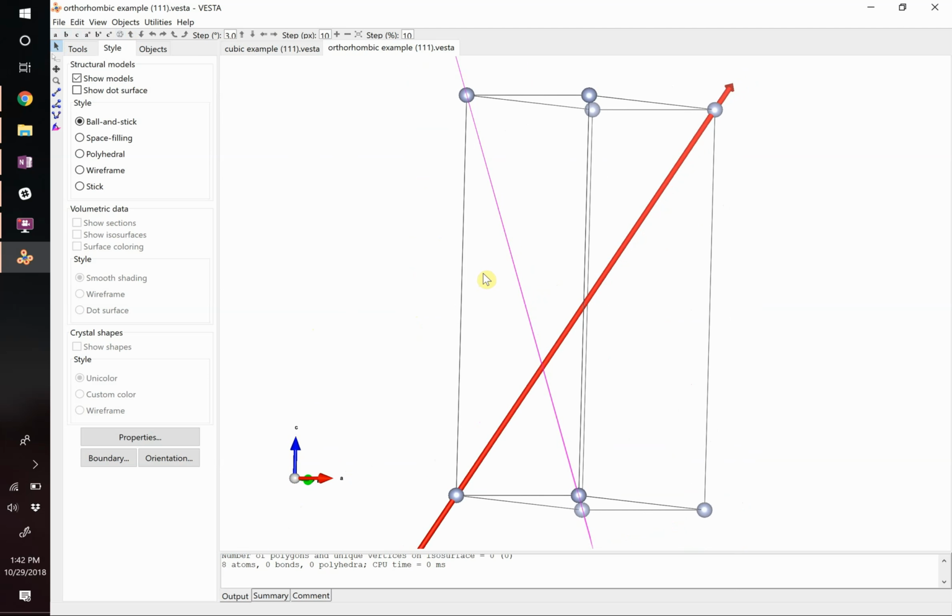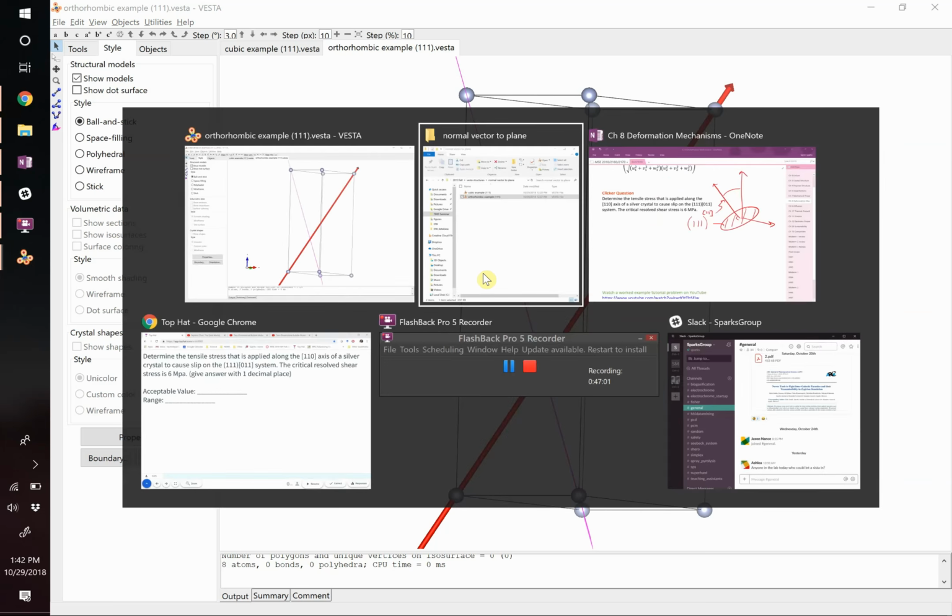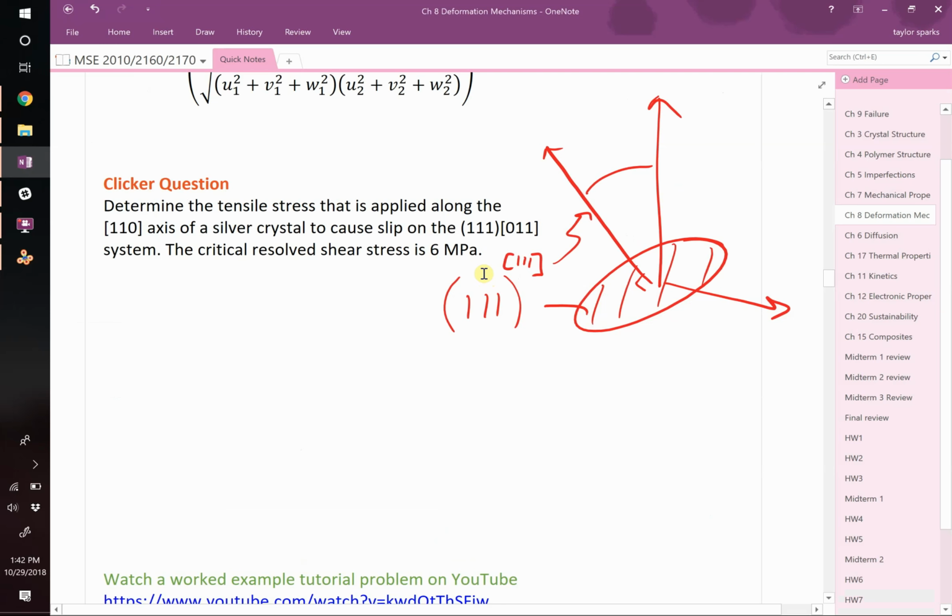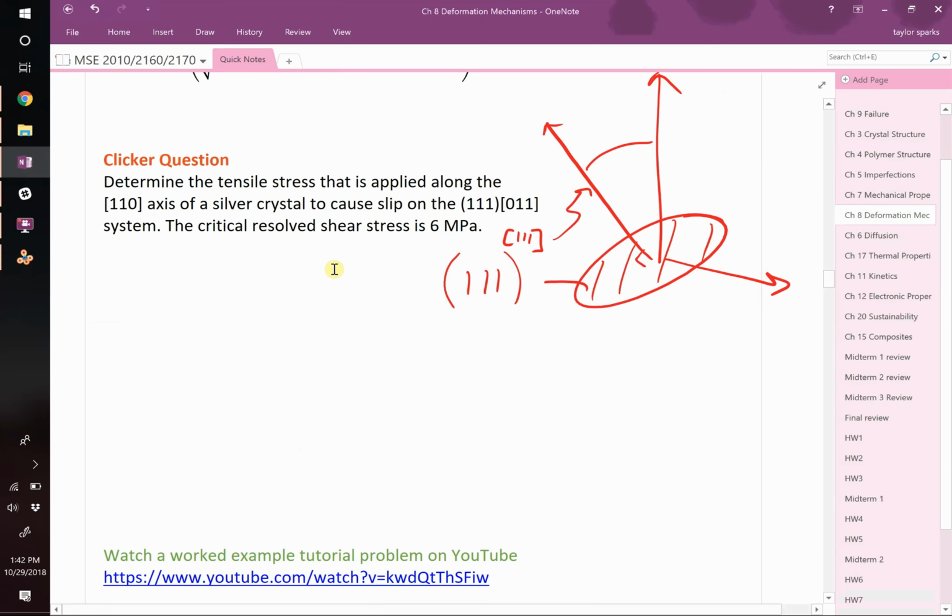Just realize that in this class, when I ask you to figure out the normal to the plane, I'm only going to ask you to do that for a cubic system, because then the normal to the plane is just the same numbers as the plane. If it's the 111 plane, then the normal to it is just the 111. If it's the 001, then it's the 001. It's just the same. So we've got 3 minutes left, so let's start working on this.